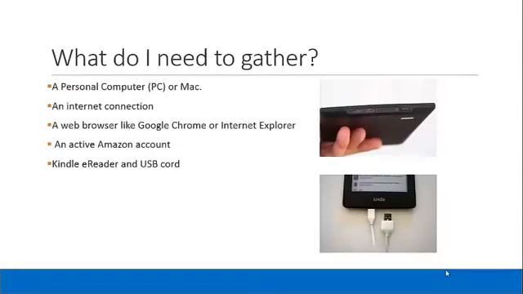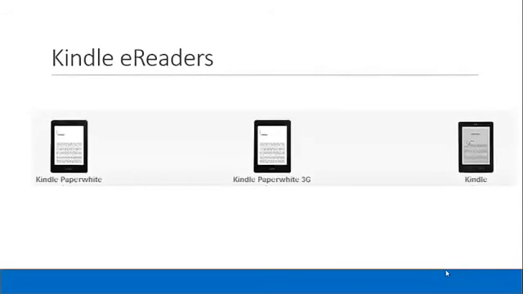So what items do you need to gather? First, you need a personal computer or Mac, an internet connection, a web browser like Google Chrome or Internet Explorer, and an active Amazon account. You don't have to install any software to do this transfer. All you need is that Amazon account, a Kindle e-reader, and a USB cord.